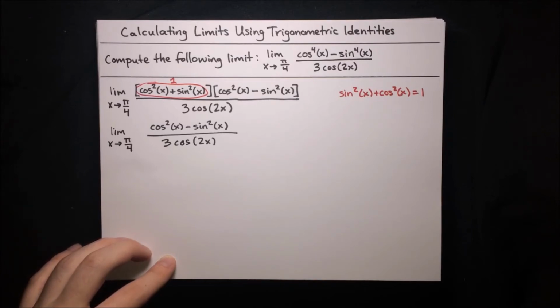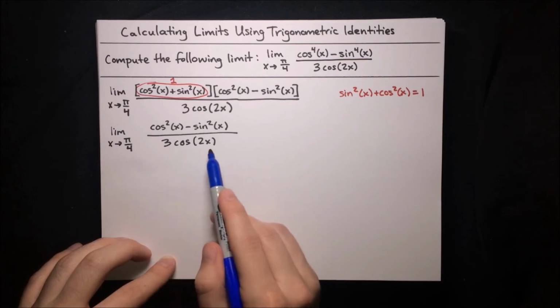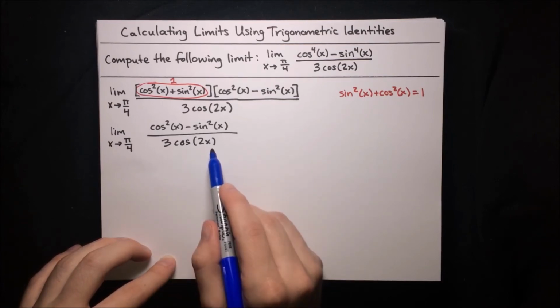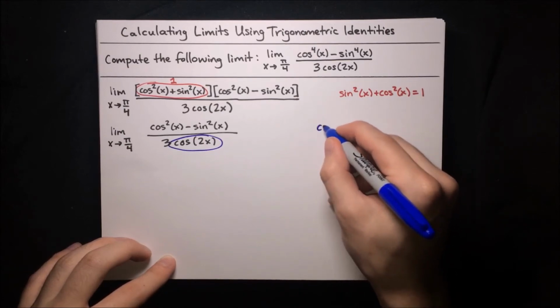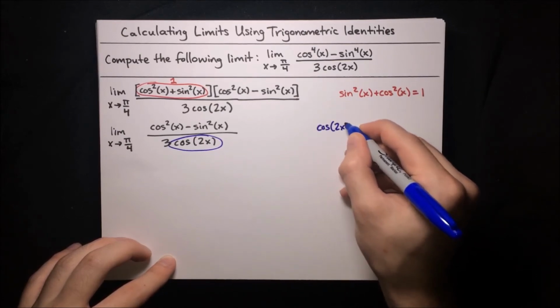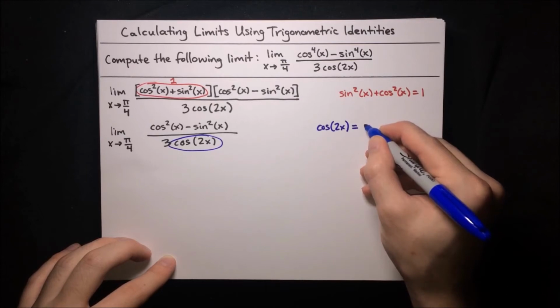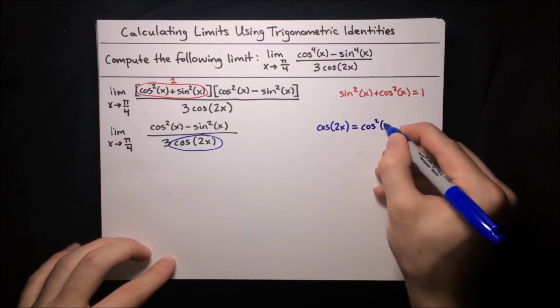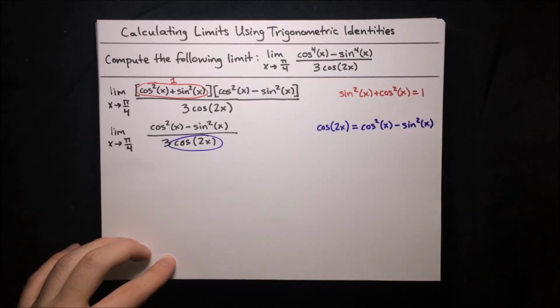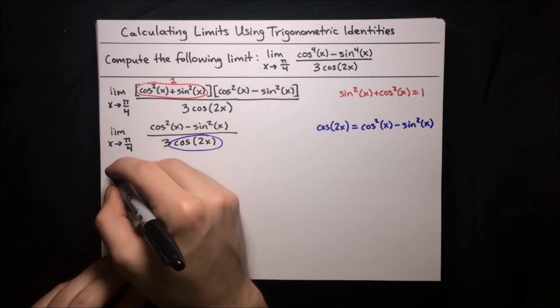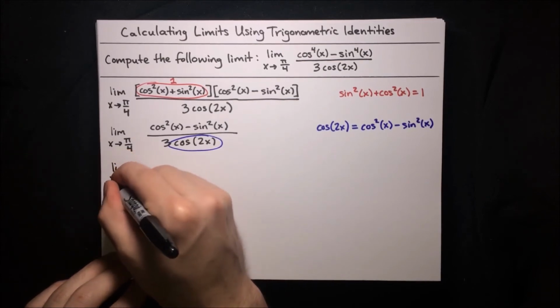Let's instead look at this denominator here, 3 cosine of 2x. In particular, we know a formula for cosine 2x. We've got an identity for that. Cosine of 2x is just equal to cosine squared minus sine squared. And hey, that's exactly what we've got up top in this numerator. So if we sub that in, we can cancel. Let's go ahead and do that.